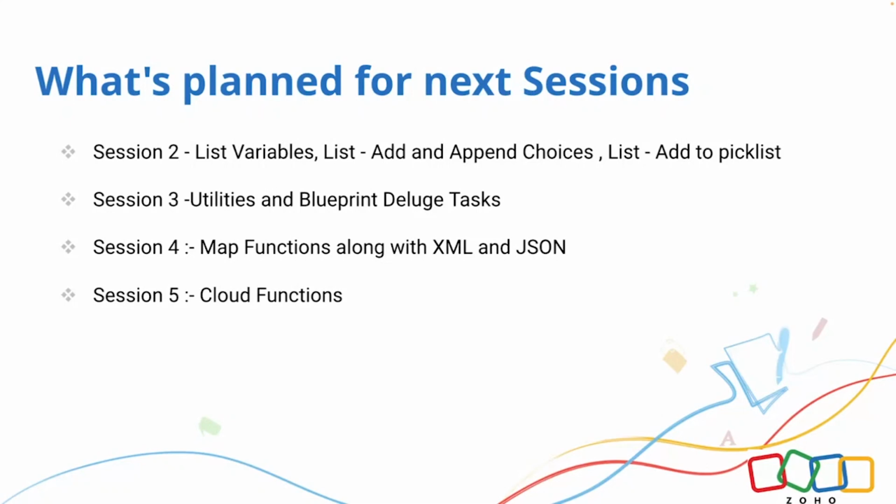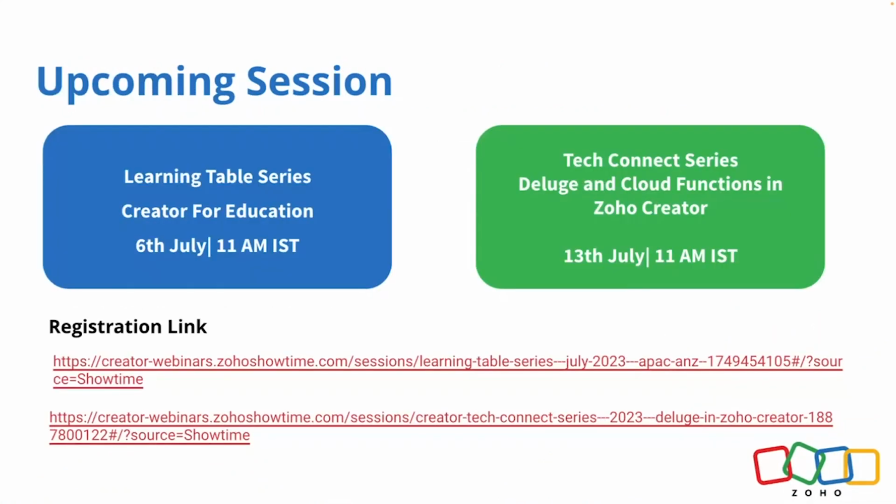And last but not the least, we also do have the cloud functions, which we'll be covering in the session number 5. Apart from that, these are the upcoming sessions. Like this is for learning table series. As I was mentioning in the initial part of the session, we are conducting 12-month 12 industries. Like for that, next month, for the month of July, on 6th of July, we'll be talking about creator for education. Here's the registration link for the same.